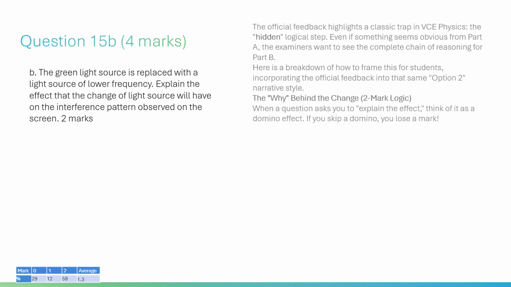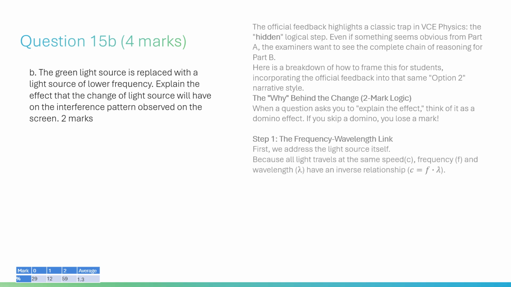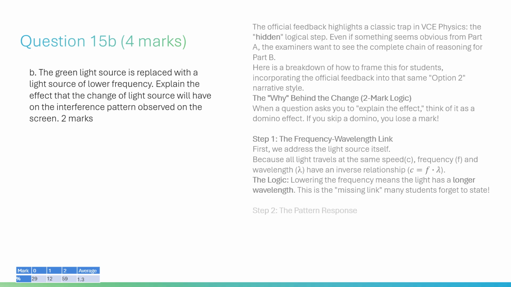When a question asks you to explain the effect, think of it as a domino effect. If you skip a domino, you lose a mark. Step 1, the frequency wavelength link. First, we address the light source itself. Because all light travels at the same speed, frequency and wavelength, lambda, have an inverse relationship. The logic: lowering the frequency means the light has a longer wavelength. This is the missing link many students forget to state.